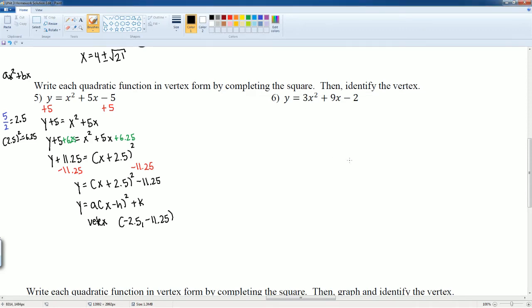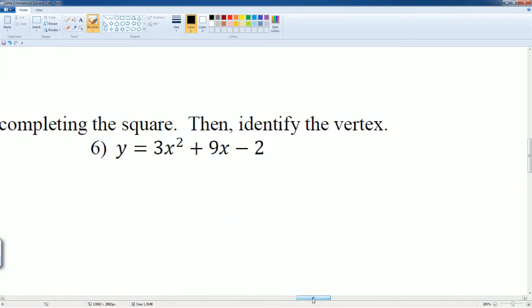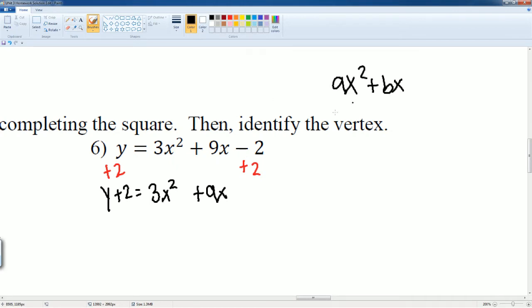Let's look at 6. Same process here. Let's just add the 2 to both sides. This leaves us with y plus 2 is equal to 3x squared plus 9x. Please understand that it has to look like this. I want a to equal 1. A has to equal 1. So what you need to do is factor out that GCF.